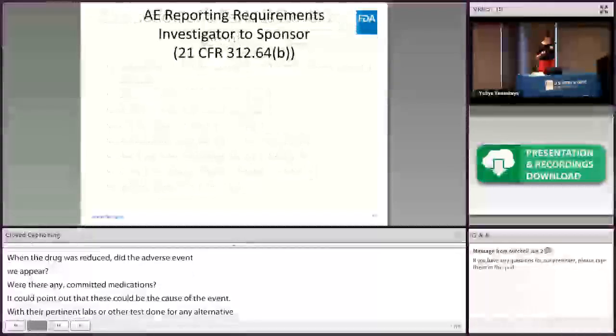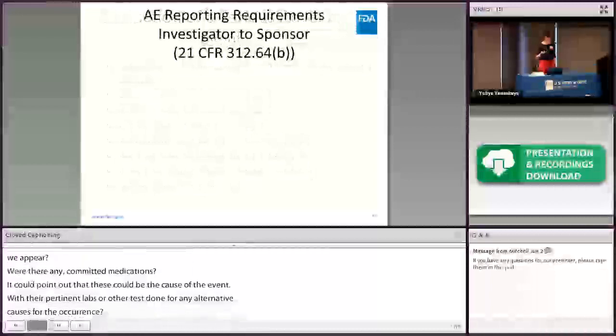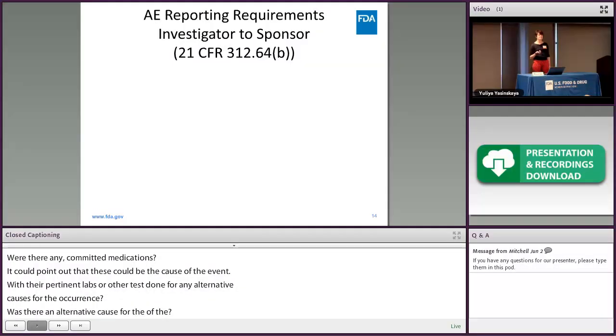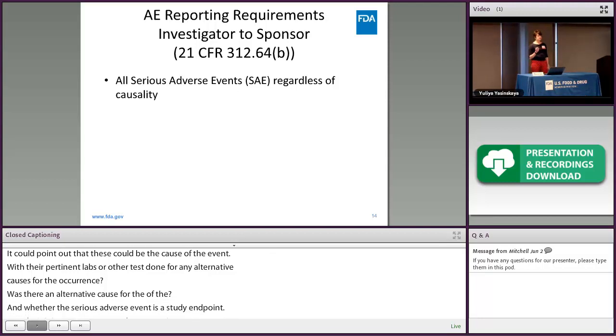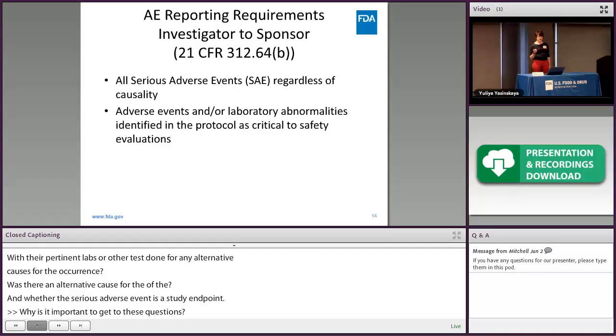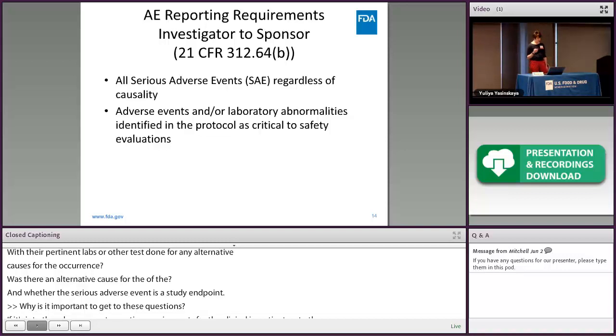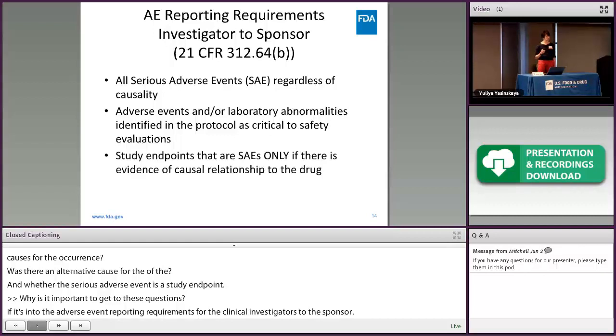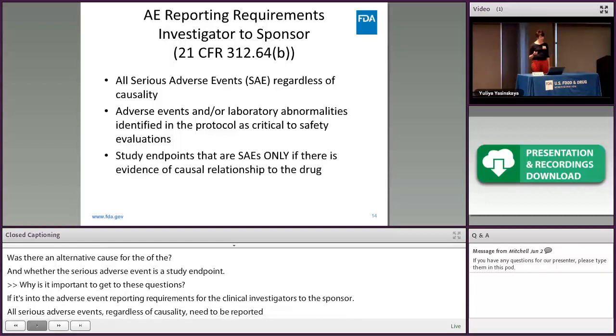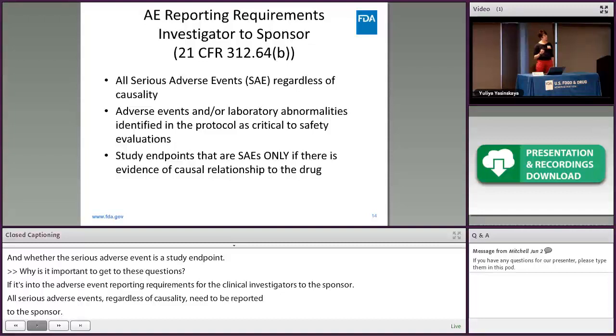So why is it important to go through all these questions? Well, it fits into the adverse event reporting requirements for the clinical investigators to the sponsor. So all serious adverse events, regardless of causality, need to be reported to the sponsor. And in addition, adverse events and laboratory abnormalities are very crucial to safety assessments within the study protocol. Also, for the study endpoints, a serious adverse event should be reported to the sponsor, but only if there's a suspicion that drug had caused the event.